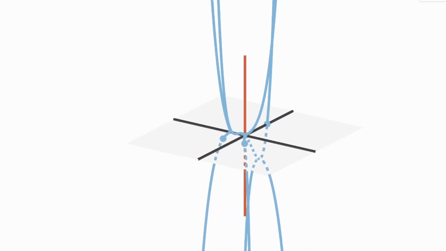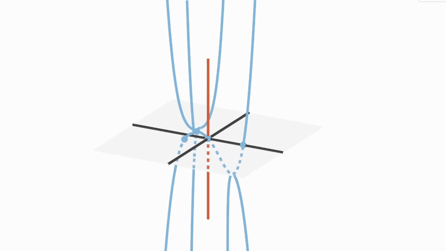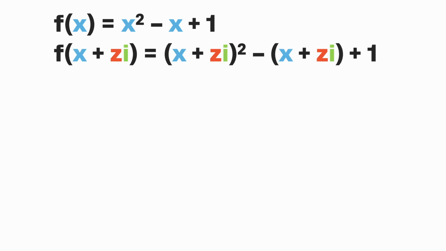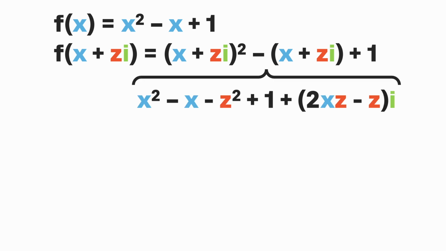And here's a quartic one. How we derive the equations for these phantom curves is quite simple. You take the original function and instead of a real variable x, you plug in a complex variable x plus zi. You carry out the necessary algebra and find that the result again has a real and an imaginary part.